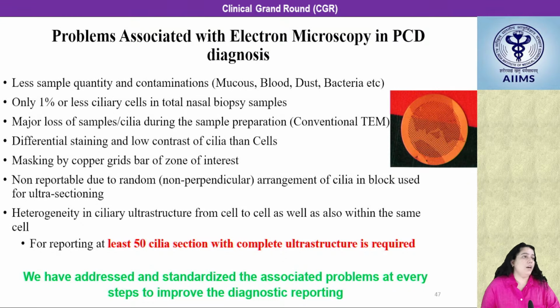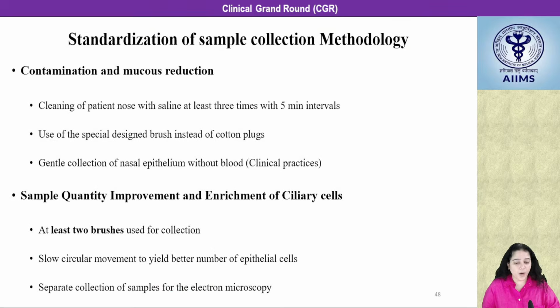Now coming to the sample quantity as well as the quality. We worked a lot on those conditions. The sample quality can be improved by reduction of the contamination and mucus, followed by the cleaning of the patient's nose with saline at least 3 times, and the use of a specially designed brush as shown to you by Dr. Akshita. Yes. And the gentle collection of nasal epithelium without blood.